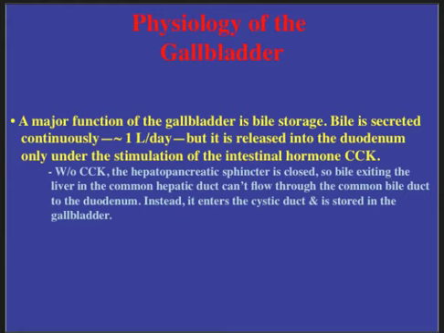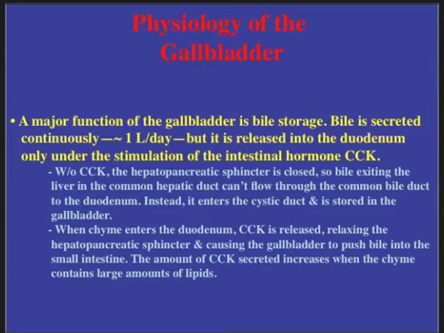Without this hormone, the hepatopancreatic sphincter will remain closed, so the bile exiting the liver and the common hepatic duct won't flow through the common bile duct to the duodenum. Instead, it enters the cystic duct and is stored in the gallbladder. When chyme enters the duodenum, CCK is released. This relaxes the hepatopancreatic sphincter and causes the gallbladder to squeeze the bile into the small intestine.